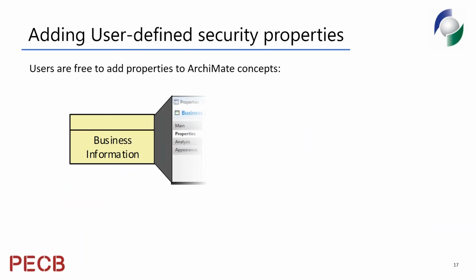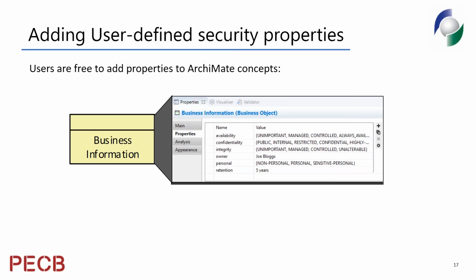existing ArchiMate model. As security people, we need to be able to add some standard properties to that, so that we've got some consistency on how we identify data that needs confidentiality protection or integrity protection, or has a retention period, or contains personal data.